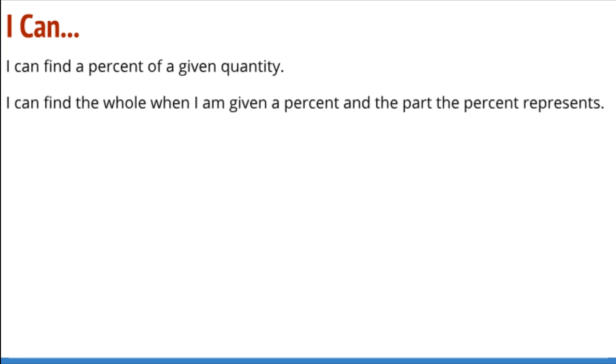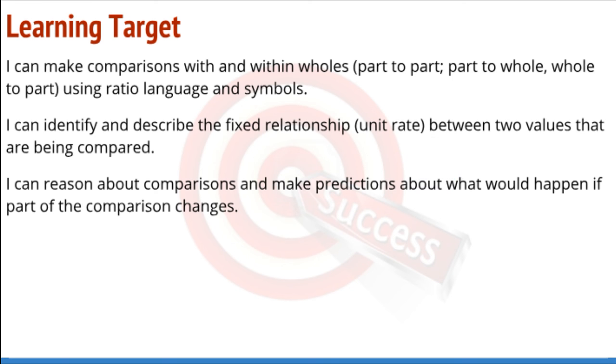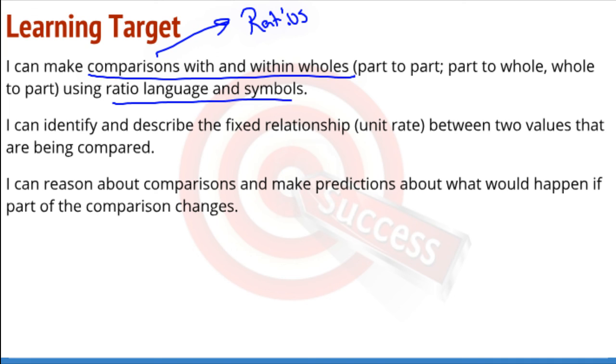So hopefully at this point, as we conclude Module 1, you are feeling very confident about percents, being able to find a percent of a given quantity, and finding the wholes. More importantly, now that we are through 29 lessons, hopefully you are feeling really good about your skills with ratios. Being able to make comparisons with and within wholes. And of course, we know comparisons are ratios. Hopefully we can write ratios that are part to part, part to whole, whole to part. Hopefully we are comfortable with the different language and symbols that we are using with ratios.